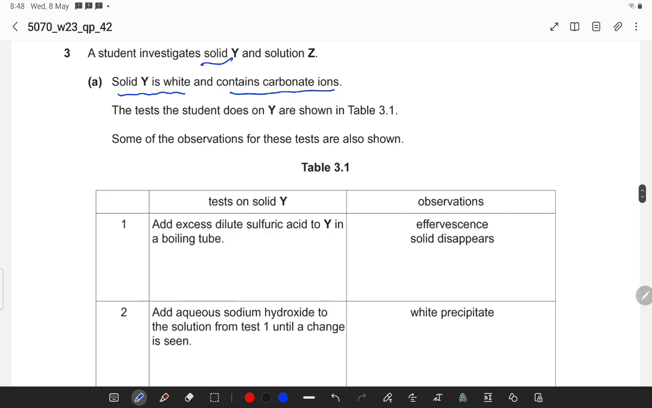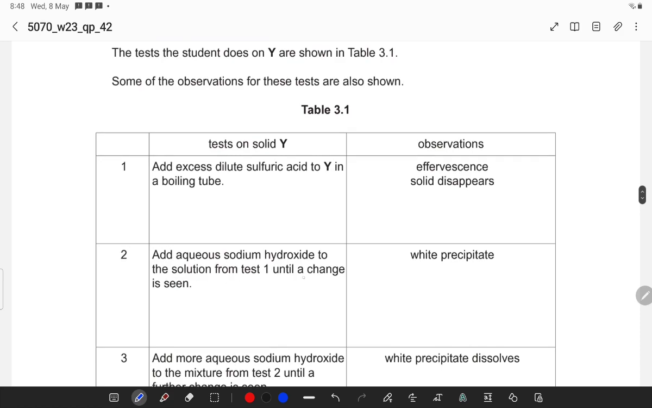First test on solid Y. Add excess dilute sulfuric acid to Y in a boiling tube. Effervescence, solid disappears. It means carbonate ions are present in solid Y, so there is effervescence of carbon dioxide gas, which turns lime water milky. Next, add aqueous sodium hydroxide to the solution from test 1 until a change is seen.